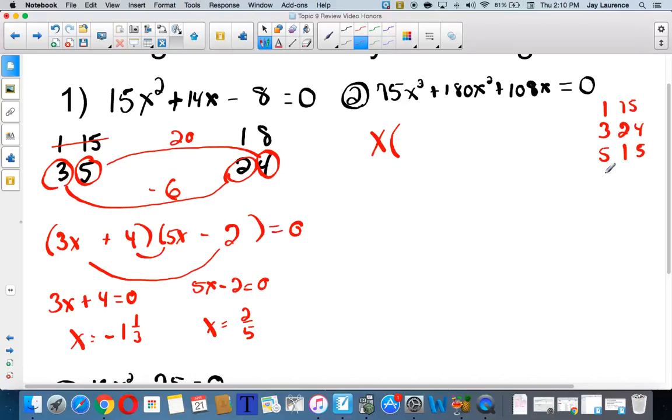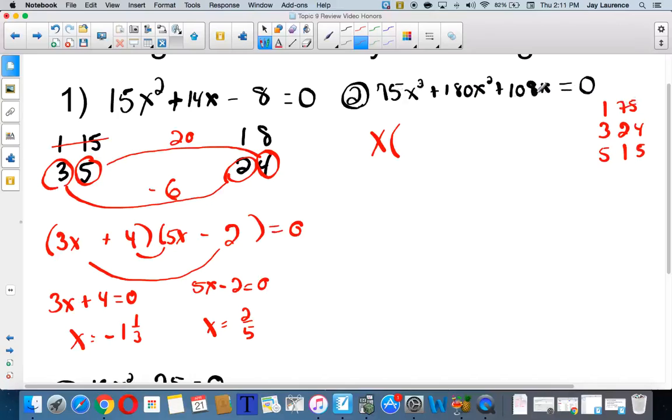12 can't work because 4 didn't work. 13, I don't think so. If I do 13 times, say, 6, that would be 78. That's not going to work. 14 can't work because it's even, and I'm back up to 15. Now, of course, you're allowed to use a calculator to help you figure this out. So now I'm going to ask myself, is 75 a factor of 180 and 108? No, I don't believe it is. How about 24? I don't think so.